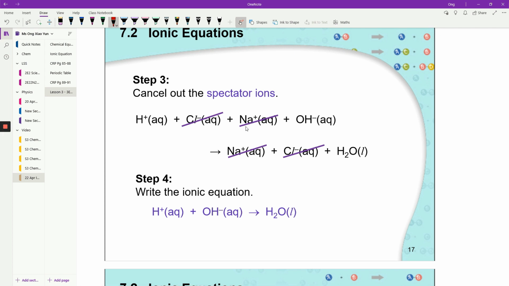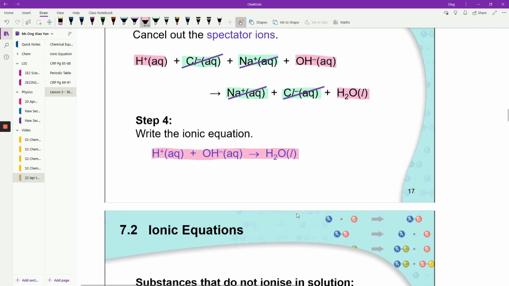If you look closely, sodium hydroxide gives sodium ions. Sodium chloride gives sodium ions. So they are actually the same ions before and after the reaction. Same for the chlorides. So we cancel this out. You will see that you have the H+ and OH- that are taking part in the reaction to form water. So in an ionic equation, if you are told to write with the state symbols, you have to include all the state symbols. Otherwise, you can leave them out.